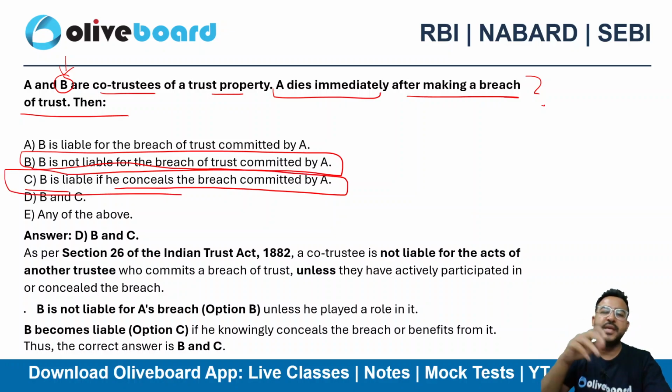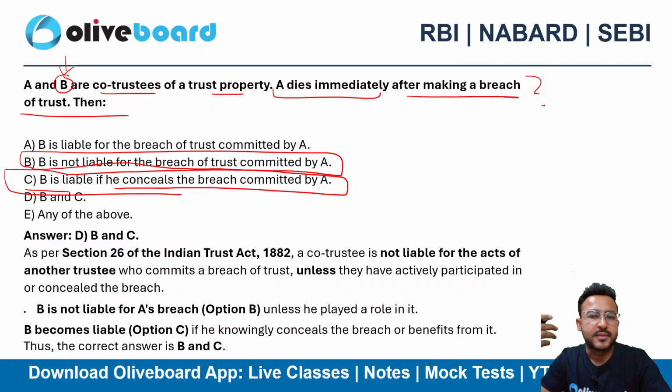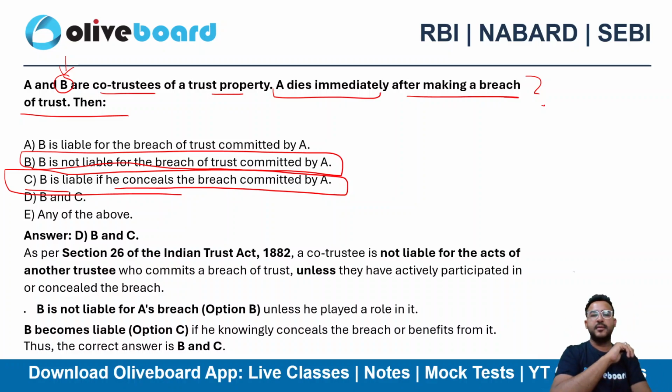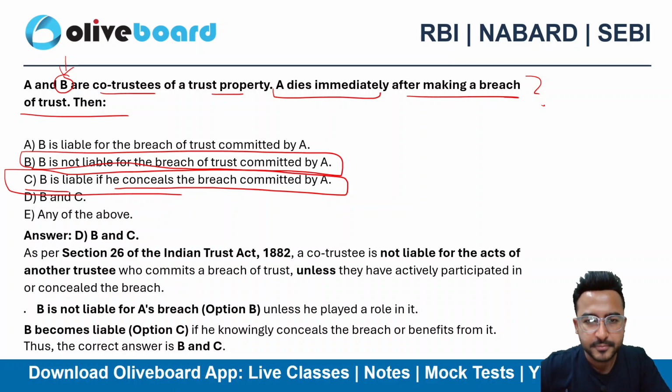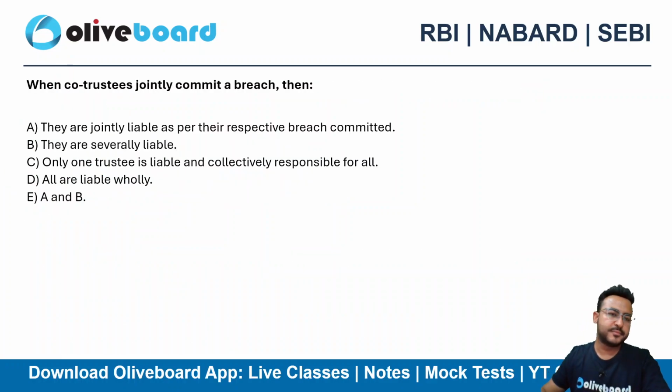Let's suppose B knew that A has done something wrong, right? B was aware of some facts, that A has done something wrong. A has committed a breach of trust. In that case, B will be liable. Otherwise, B will not be liable. Okay, otherwise B will not be liable.